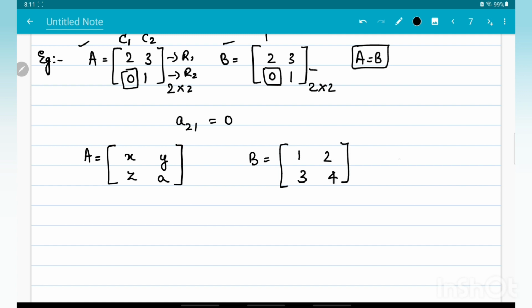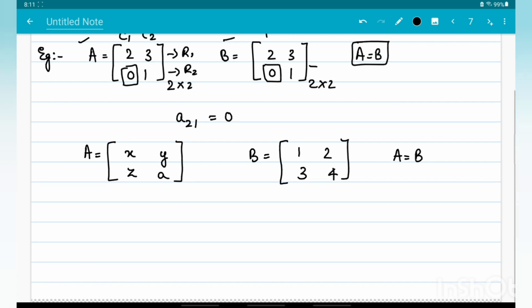Now if I tell you that both these matrices are equal, and if I ask you what are the elements X, Y, Z and A, tell me what are the elements X, Y, Z and A. So it is as simple as that.